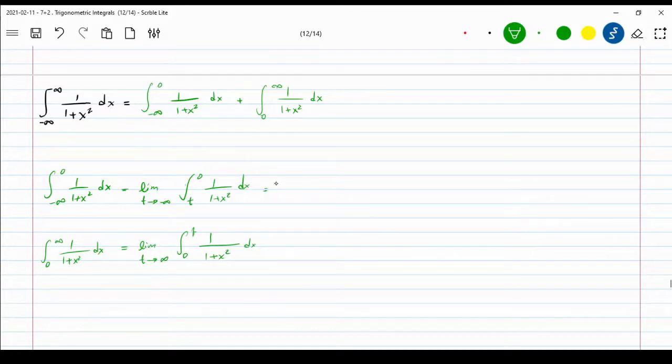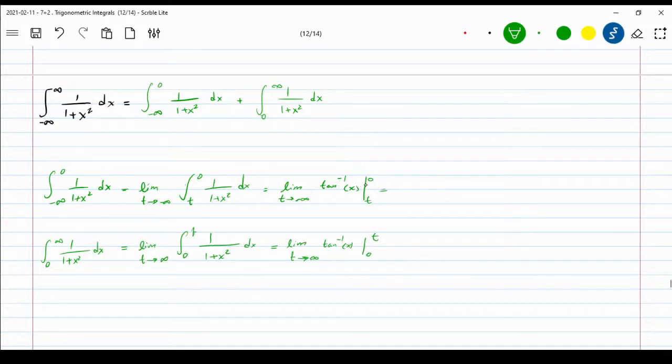This integral, the top one would be limit t approaching negative infinity of the antiderivative of that, which would be tan inverse of x, evaluated from t to 0, and here you would have limit t approaching positive infinity of tan inverse of x, evaluated from 0 to t.